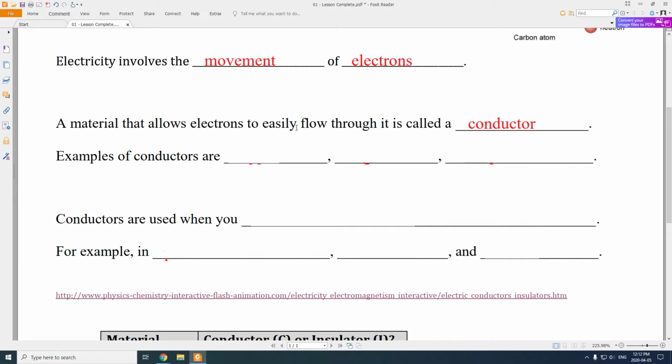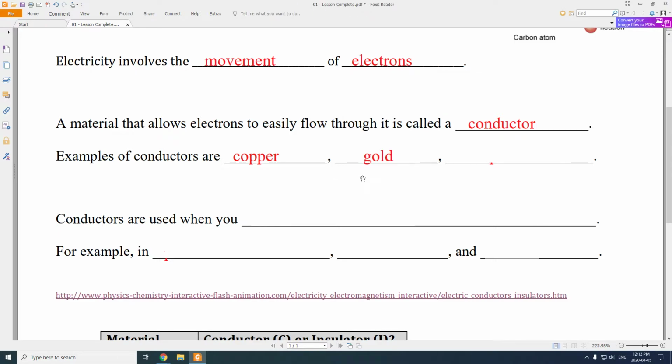Examples of some conductors would be copper, one of the most common ones. Power lines and the wires in your house are all made out of copper. The wire in your phone charger is a copper wire.